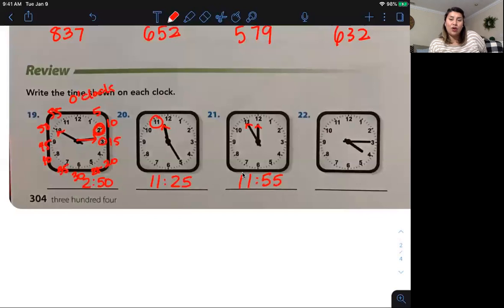The hour is, looks like it's right on the 4. Okay, so 4. And what's our minutes? 5, 10, 15, 4:15.